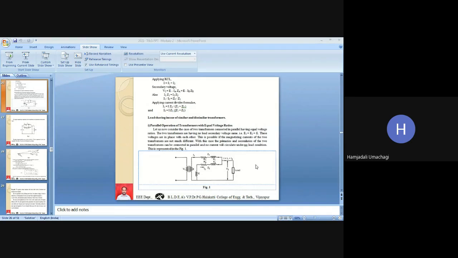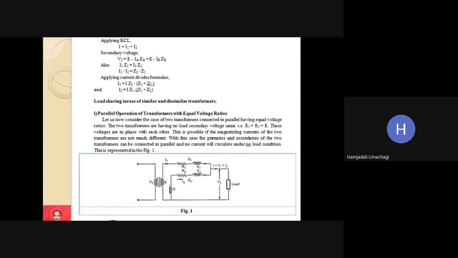So in this class we will discuss load sharing of two transformers which are connected in parallel, that too with equal voltage ratios. After seeing the necessity of parallel operation of two transformers and the conditions for operation of two transformers in parallel, now let us see what load is shared by the two transformers with equal voltage ratios. Equal voltage ratio means both the transformers have the same voltage ratio.